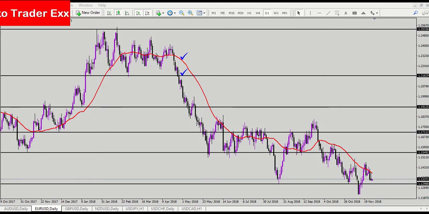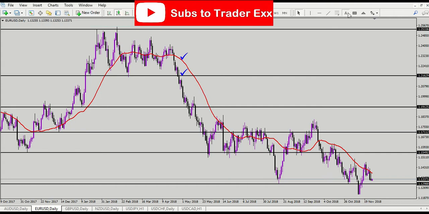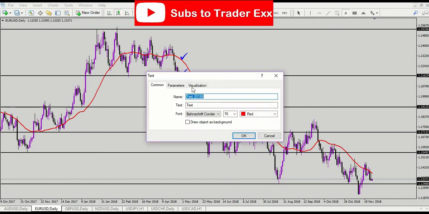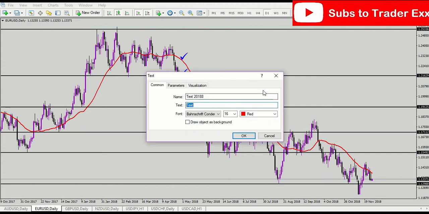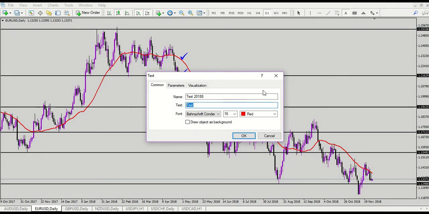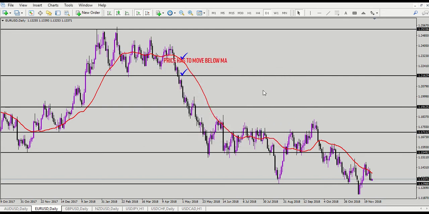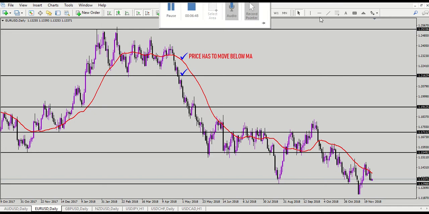Okay, so price has to move below the moving average, right? You may go ahead and write these down, but this is all, remember, based on the daily chart, right? So price has to move below the moving average. Great stuff. So that's our first tick. These are the two things that we're going to be looking out for. These are the most important things that need to happen before you can take a position, right?